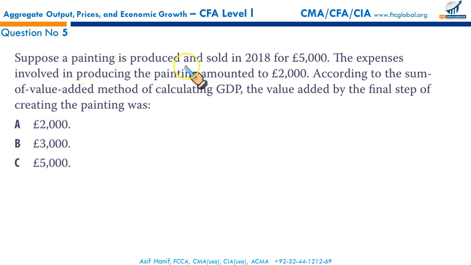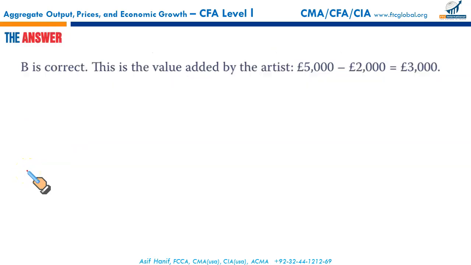Next. Suppose a painting is produced and sold in 2018 for 5,000 pounds. The expenses involved in producing the painting amounted to 2,000 pounds. According to the sum of value added method of calculating GDP, the value added by the final step of creating the painting is the difference between the final selling price and the expenses, 3,000. So this is the value addition that makes B your correct option.